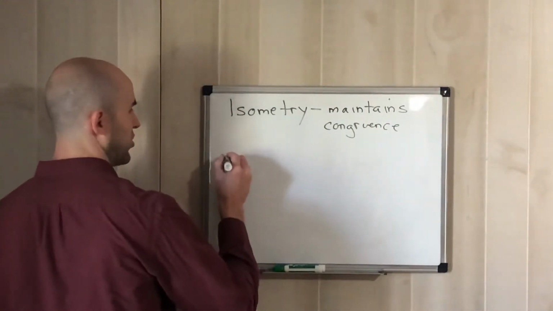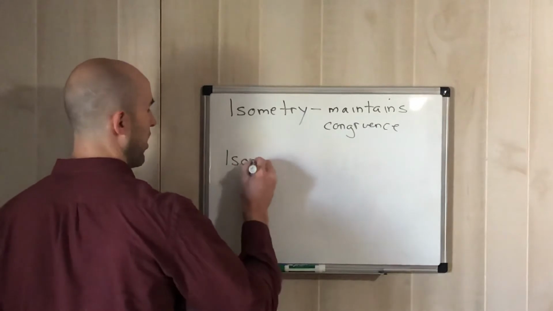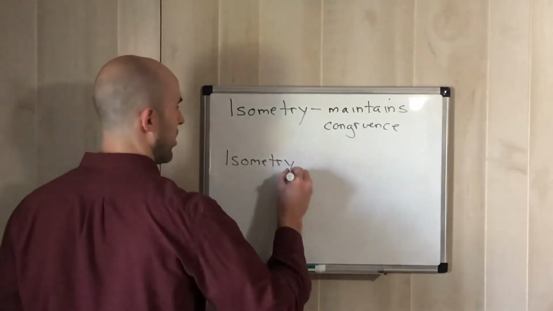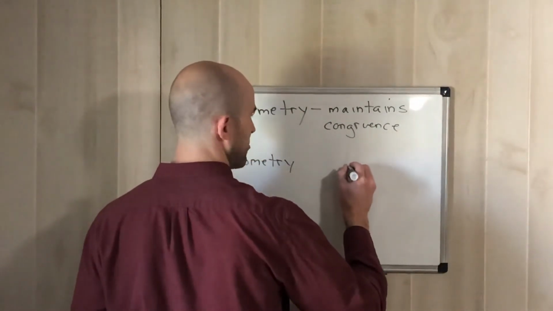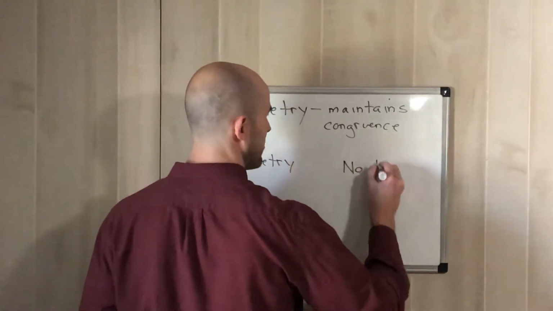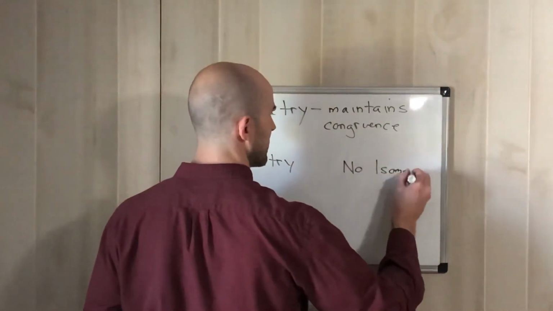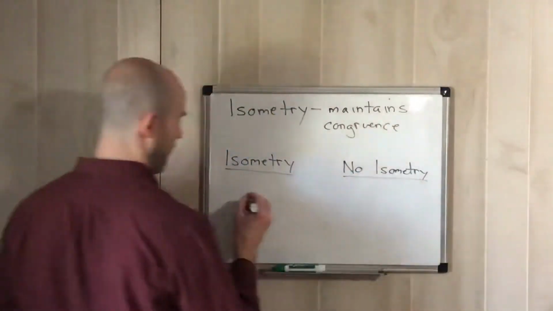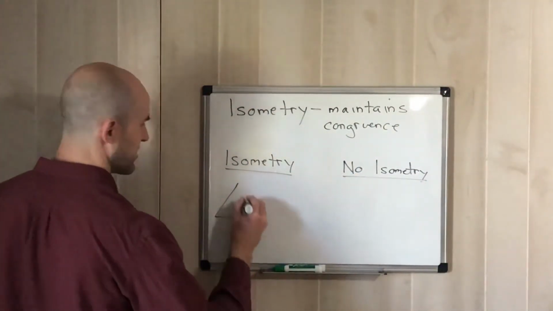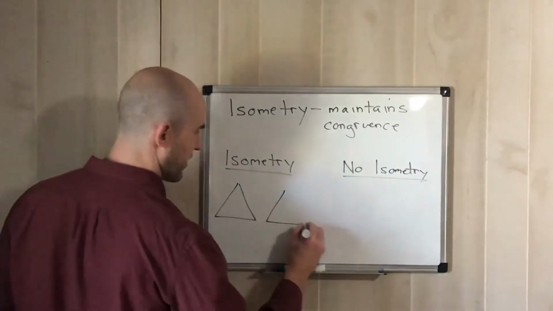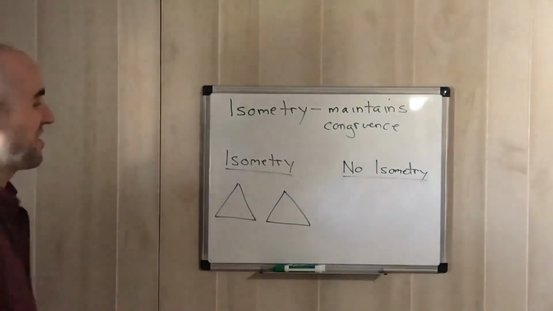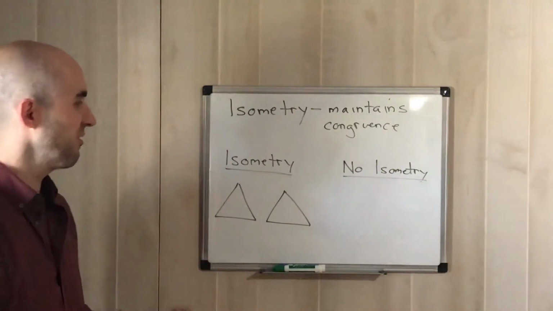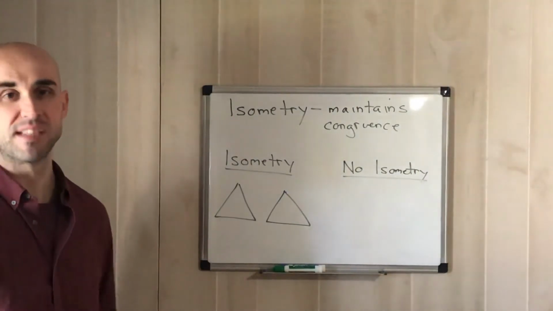So if we're talking about two figures, one that has isometry and one that doesn't have isometry. Sorry about the squeaking too, guys, of the marker. If we were to draw two triangles like this, we know that these two would have isometry because, to the best of my ability, they're congruent. Same figure, same size.